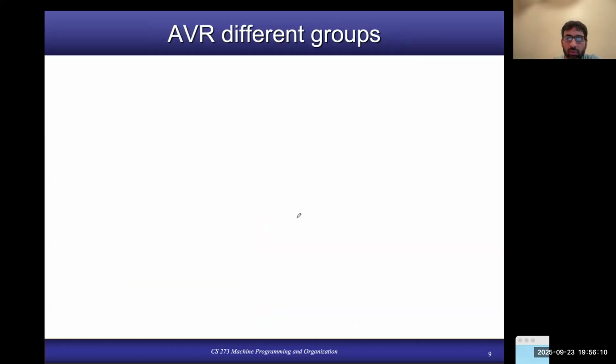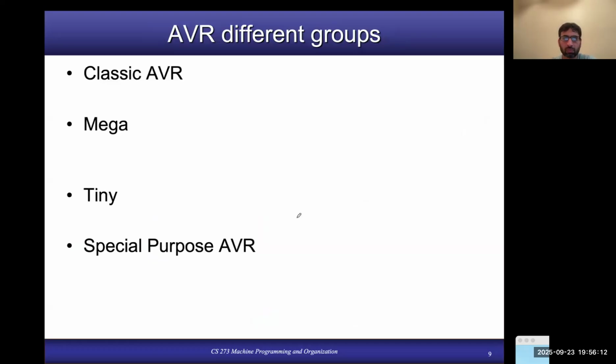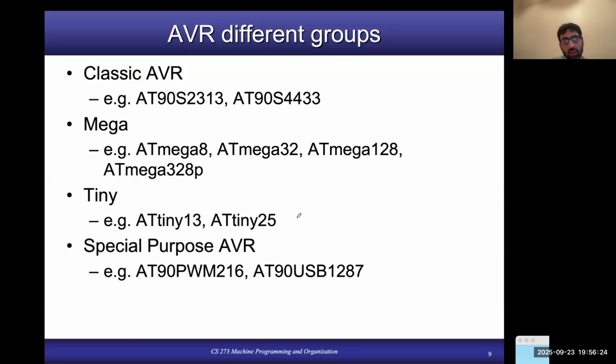If you have any questions at any point, please stop me. So we said that AVR microcontrollers are divided into four groups or families: Classic AVR, Mega, Tiny, and then some special purpose AVRs. These are just some examples of the chip numbers in each of the families. Our ATmega328P falls in the Mega family.